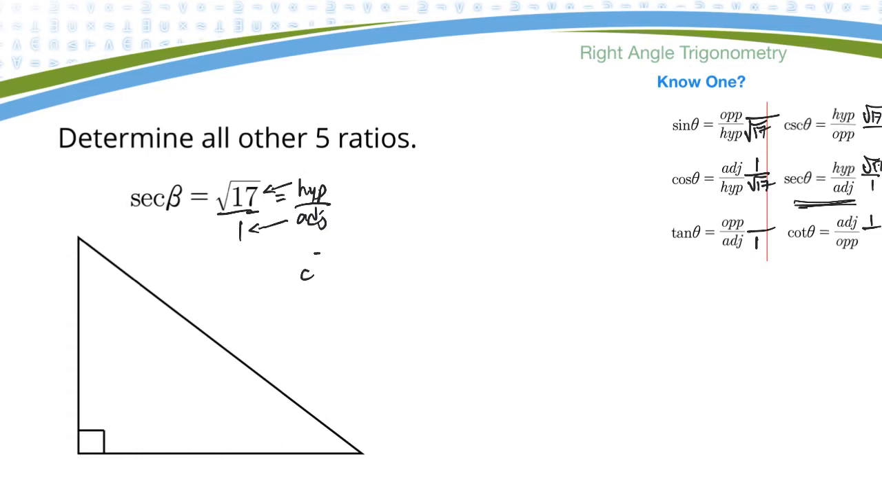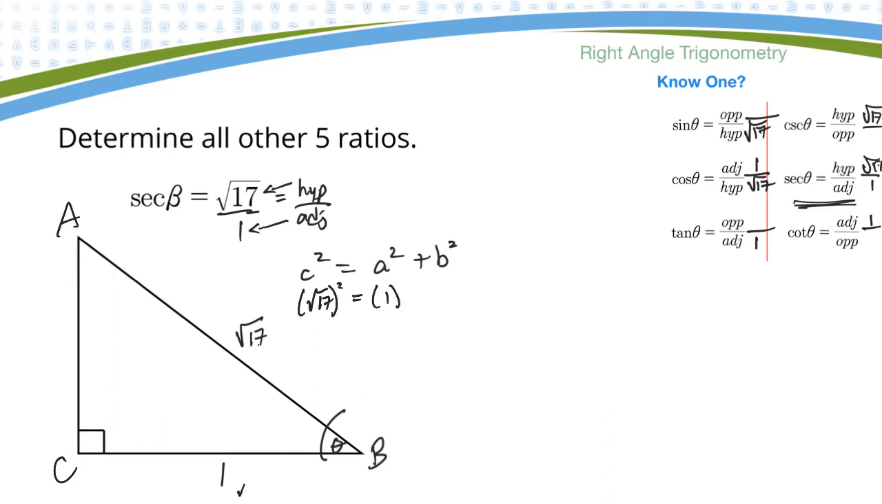So I can do Pythagoras. C squared is equal to a squared plus b squared. Now, I haven't labeled my triangle, but let's do that. Let's say this is my angle. The adjacent side is 1, and the hypotenuse is root 17. We can call this side A, this one B, and the hypotenuse C. So C is root 17. Root 17 squared is equal to A, that's this one, side 1. A and B don't really matter, you can interchange those. And then the opposite side will be side B.